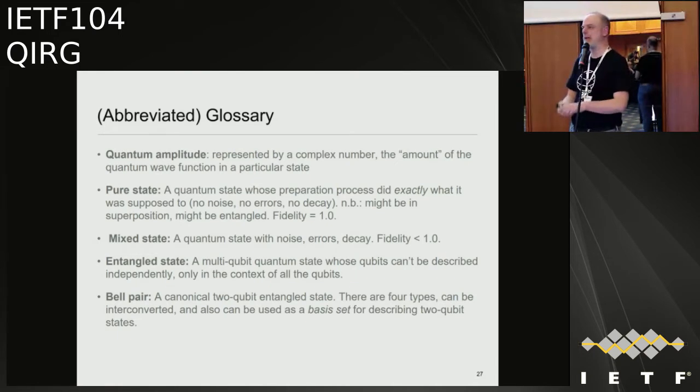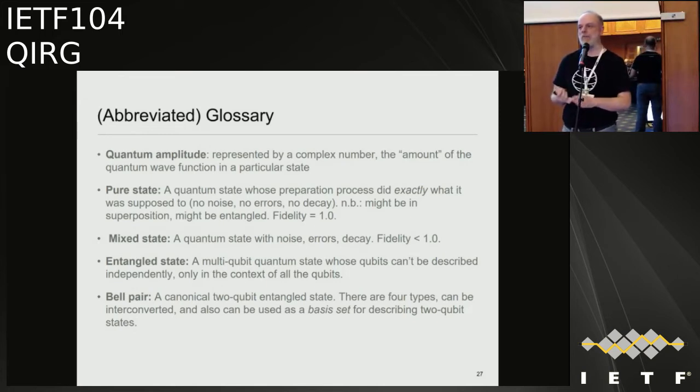Quantum amplitude means the amount of your total quantum probability wave function that is in a particular state, and it's represented by a complex number. A pure state means a quantum state where your hardware actually worked the way it was supposed to. Okay? It actually did what it was supposed to do. And we describe that as having a fidelity of 1.0. A mixed state is one that has noise and errors in it and has fidelity less than 1.0.